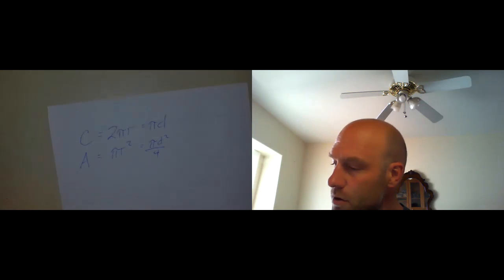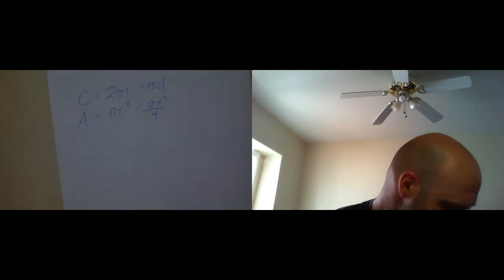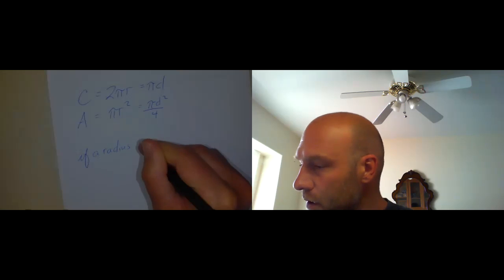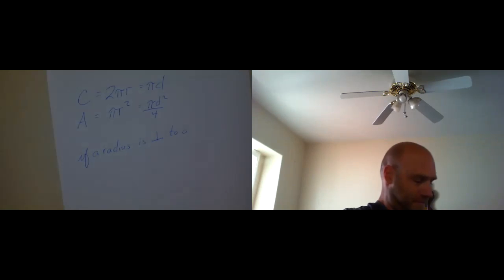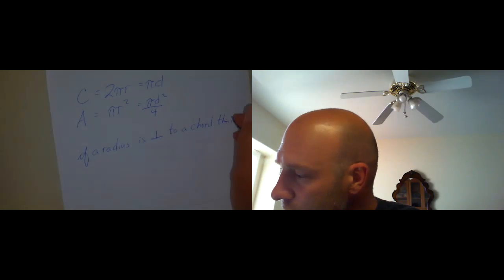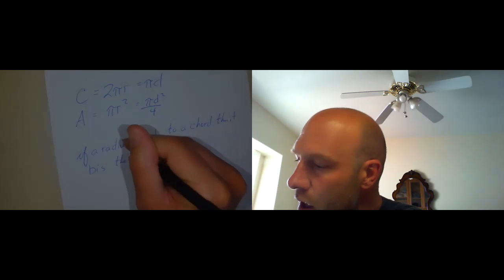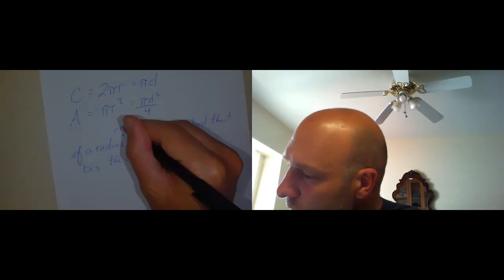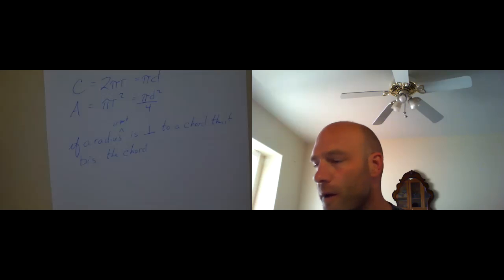A lot of this chapter is theorems and their converses. For example, we have a theorem that says if a radius is perpendicular to a chord, then it bisects the chord. And I'm going to put a little caveat in here, a little extra bit: or part of a radius. If a radius or part of a radius is perpendicular to a chord, then it bisects that chord.